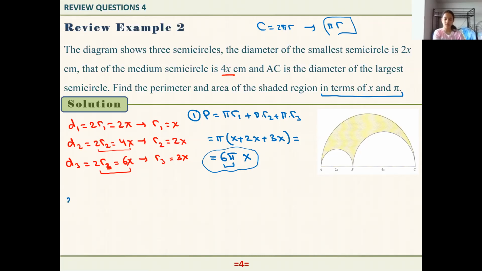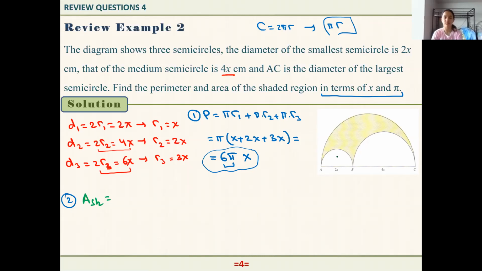Okay? And in step 2, the second part of the question says that we need to find the area. Now, how can we find the area of the shaded region? Shahina, tell me, how can we find this? I think you have to do, let me see, the area of the big semicircle, right? Yeah. Minus the area of the small semicircle, minus the area of this one.